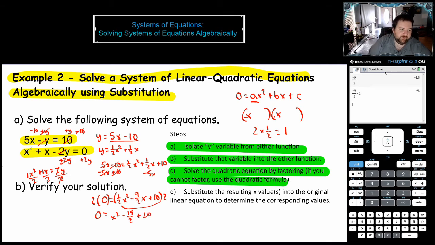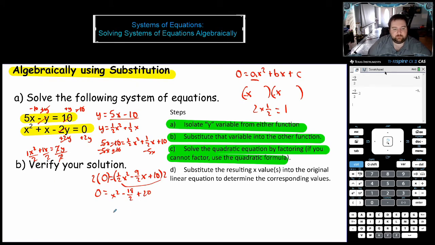We're going to simplify this. 18 over 2 is 9, right? So that's why the calculator spit that out. So x squared minus 9x plus 20 equals 0. And this, I can definitely factor it, right? I don't need to complete the square. I don't need to do the quadratic formula.